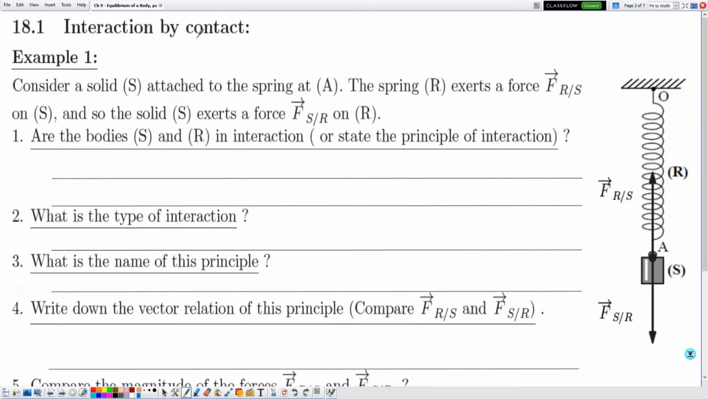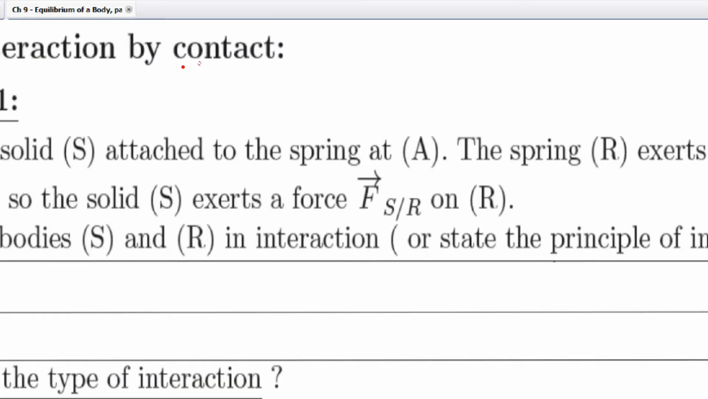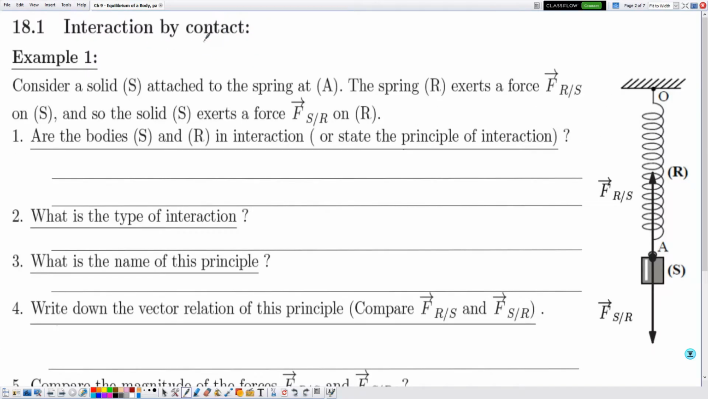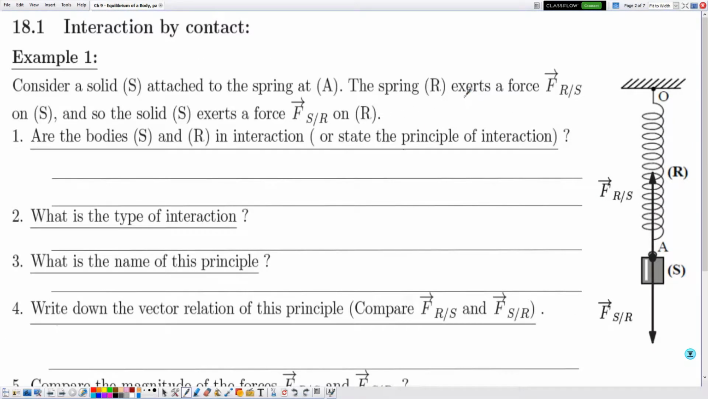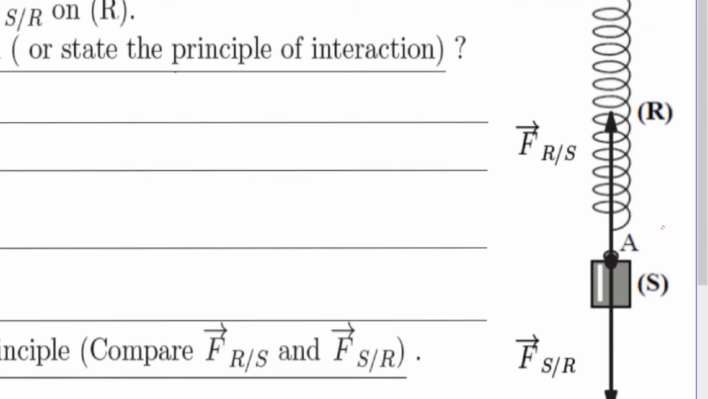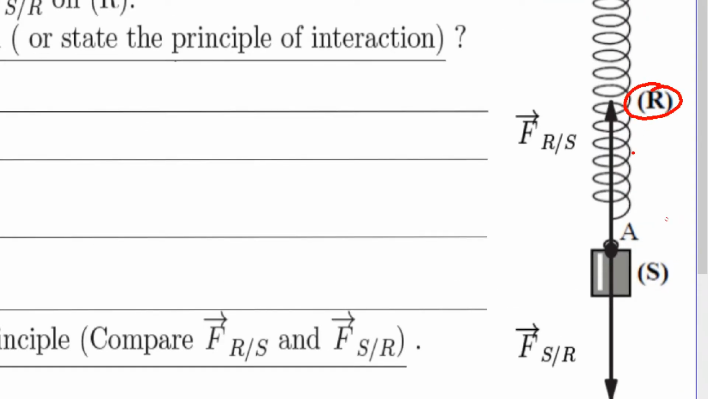So we know what is meant by contact whenever two bodies are in contact at a certain point. Let's consider example 1. Consider a solid S attached to the spring at A. Here we have the solid S and here we have the spring R. Both of them are in contact at the point A. They are telling me that the spring R exerts a force Fr on S, on the solid S.